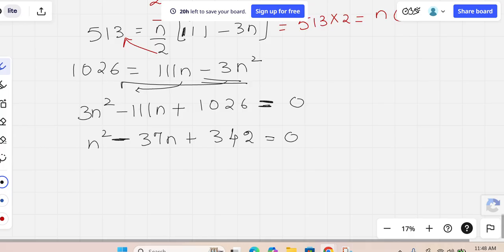No, I don't know what to do once you get n square minus 37n plus 342. Okay, because the coefficient of n square is 1, we will take 342 only. Then we will do prime factorization. 2 ones are 2, 7, 1, 9, 3. You can do 3. 5s are 15, 7. Again 3, 1, 9. Isn't it? And we need 37.